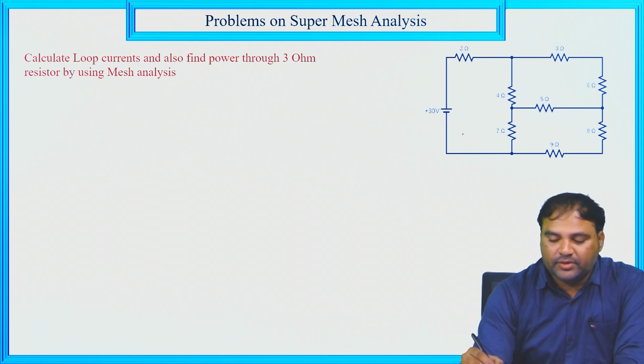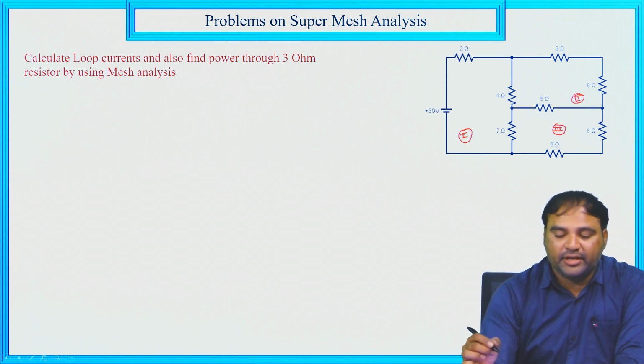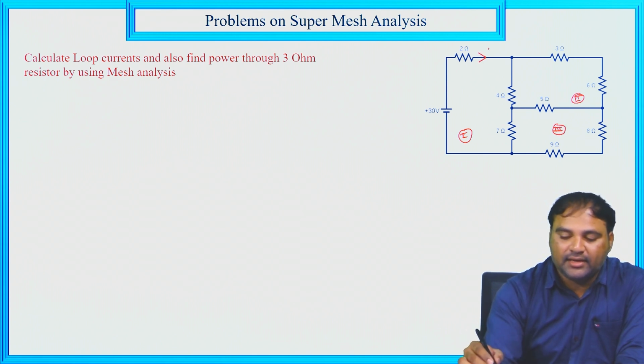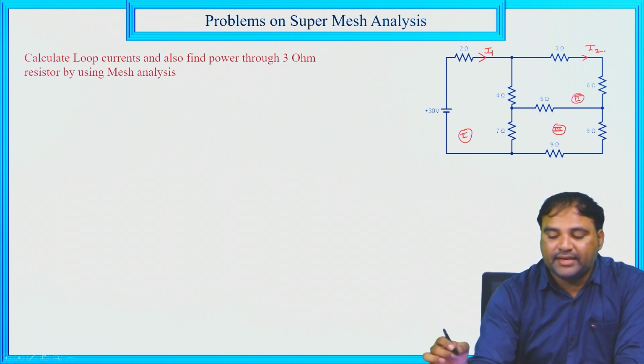So here I am taking loop 1, loop 2 and this is loop 3. Total 3 loops are there and the currents are, this is I1, the second loop current I am taking as I2, and the third loop current I am taking as I3.